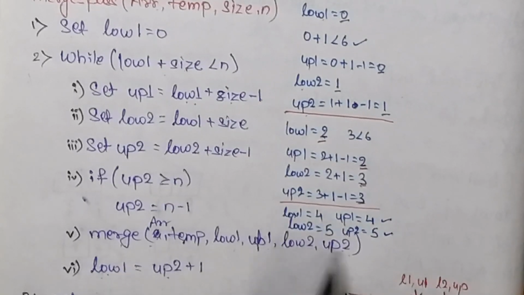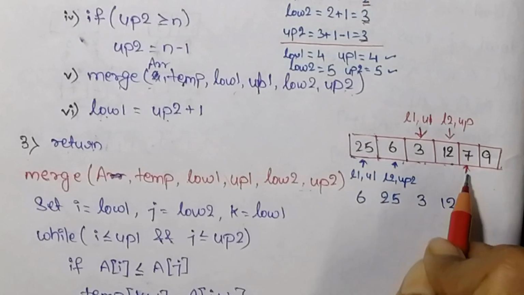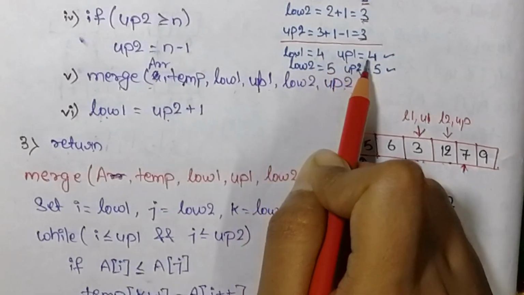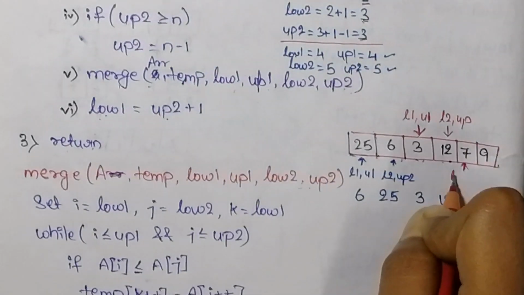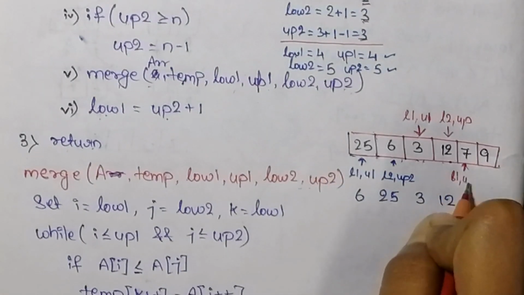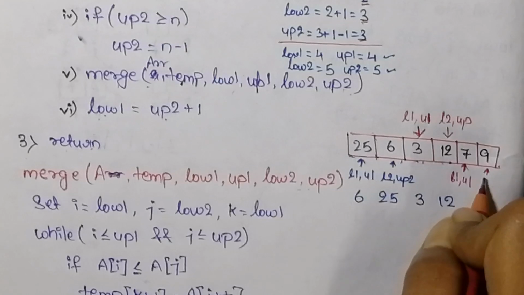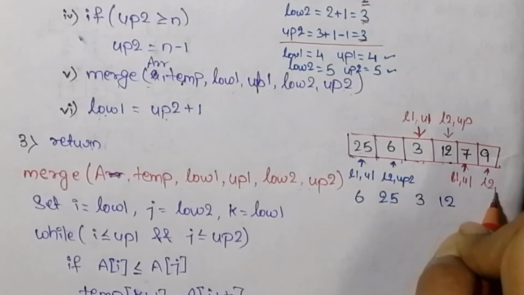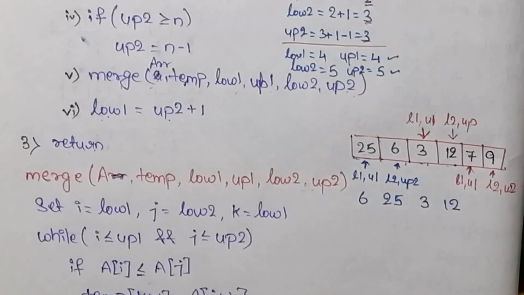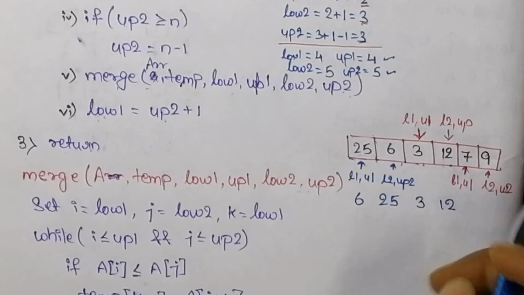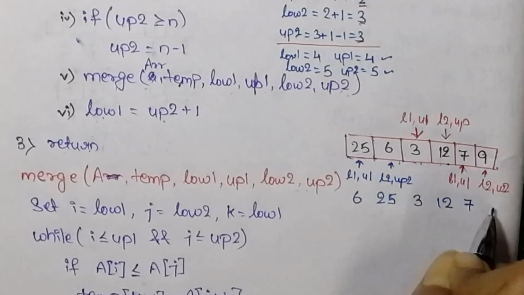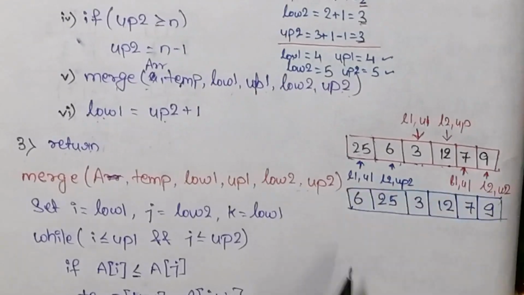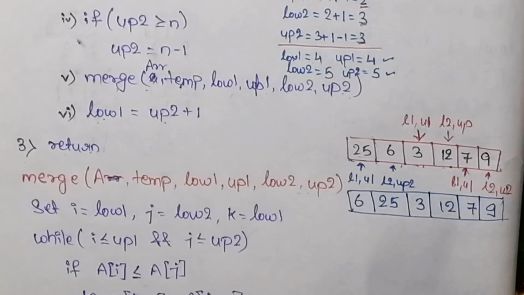Now we will again call this function. So now again this element at index 4 will be the value of low1 and up1, that means this index will be low1 and up1. Similarly, the element 9, that is the element at index 5, will be low2 and up2, right? See here, these elements are already in sorted order, so it will be stored, right? So this is our array after first pass.